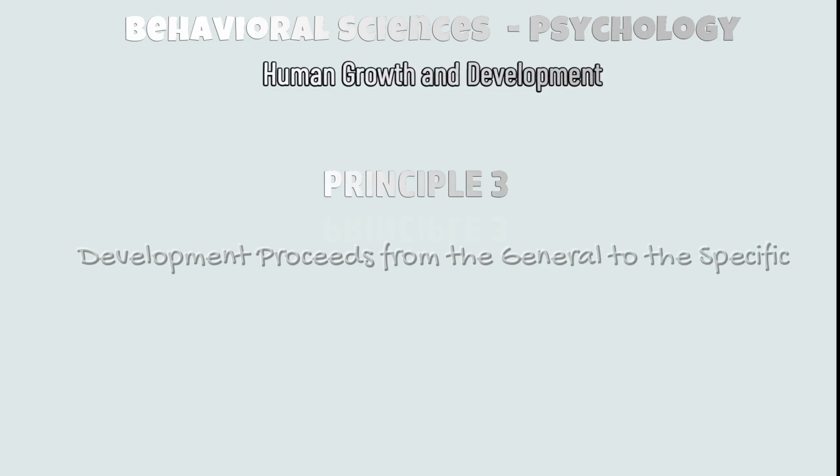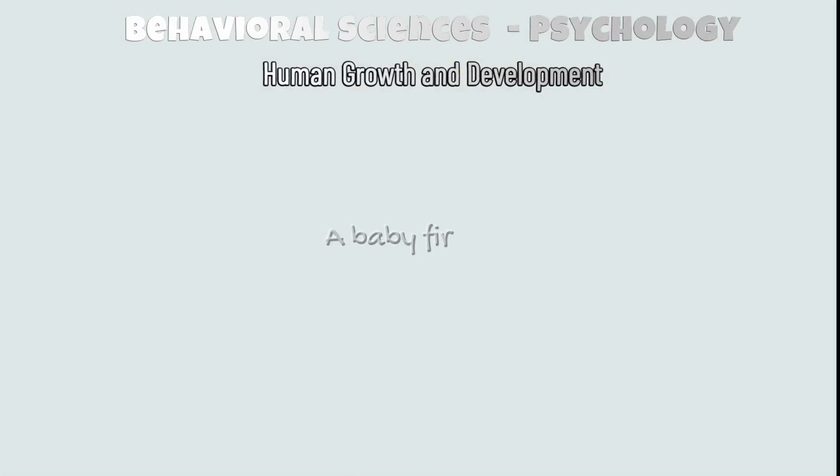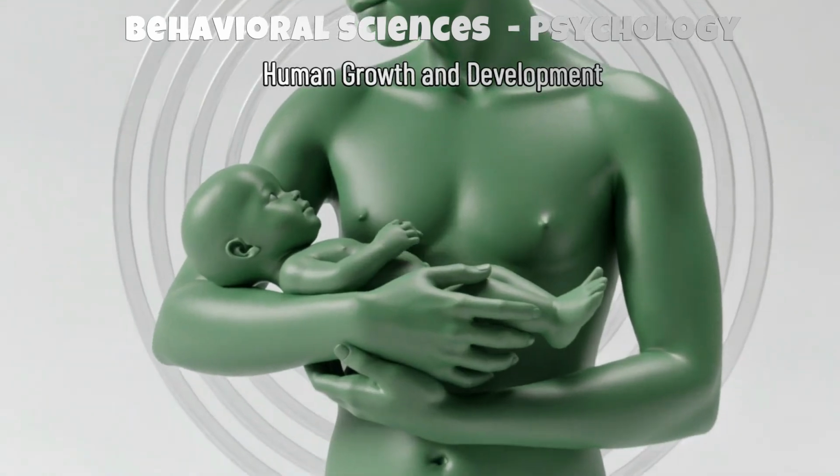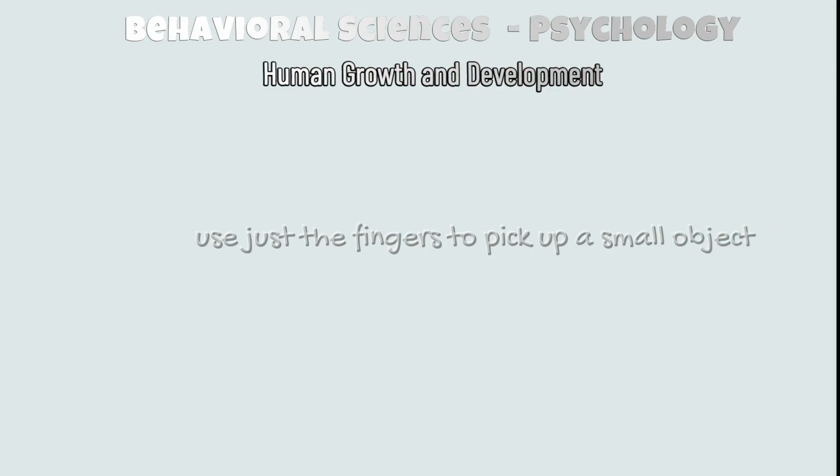Principle 3. Development proceeds from the general to the specific. Third, development moves from the general to the specific. A baby first learns to move the whole arm in a sweeping motion before they can use just the fingers to pick up a small object. The large muscle movements come before the fine, precise ones.